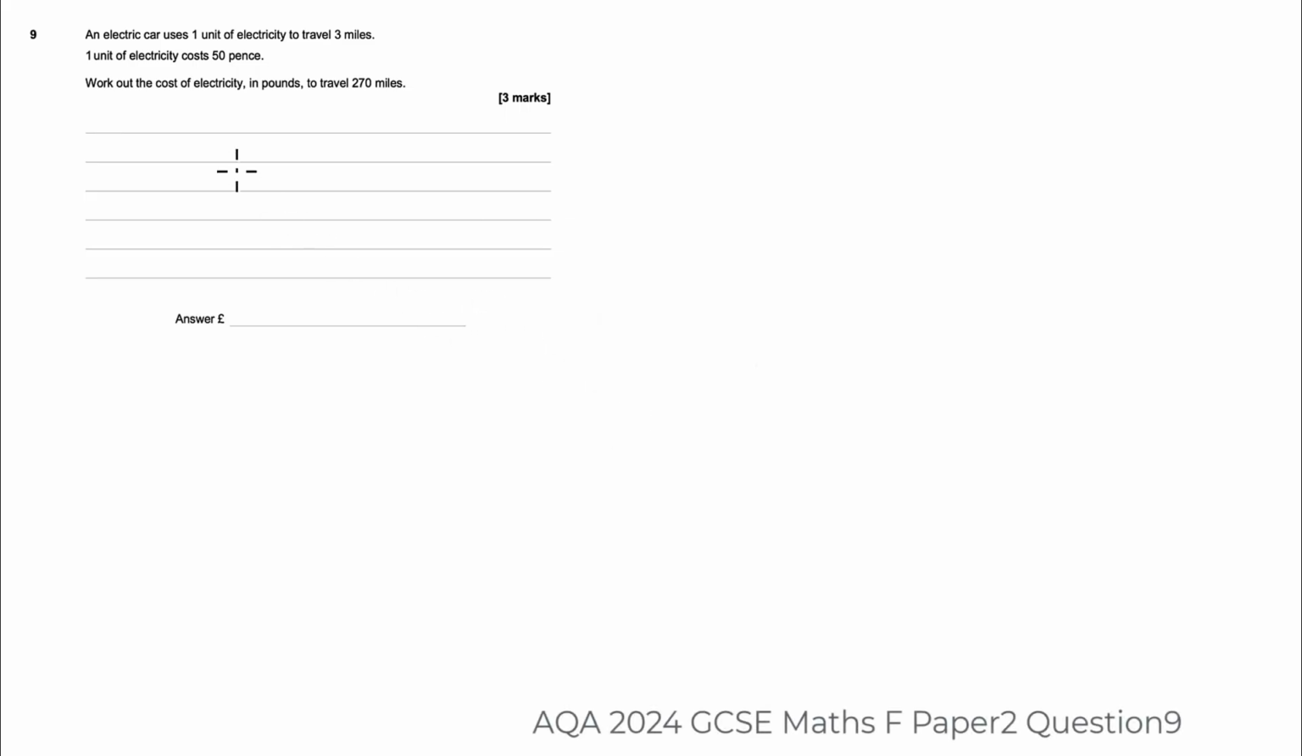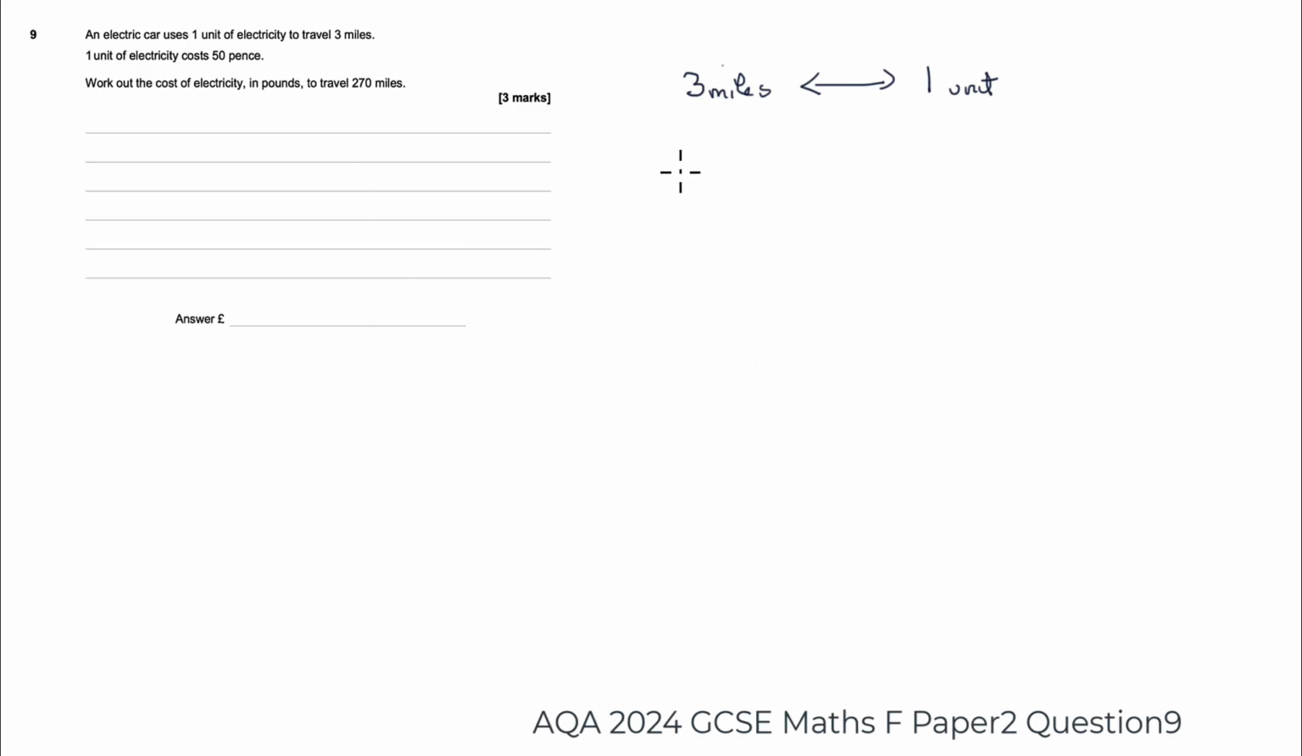Okay, so here's question 9. And we're told that an electric car uses 1 unit of electricity to travel 3 miles. So we have 3 miles, and that corresponds to 1 unit. So that's that information. We're told 1 unit costs 50p. We have to work out the cost of electricity in pounds to travel 270 miles.